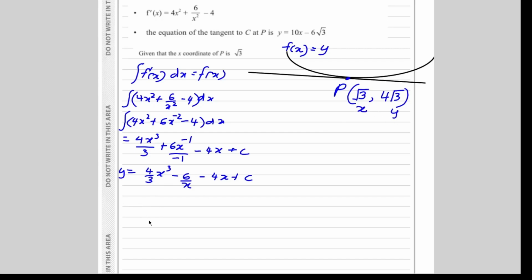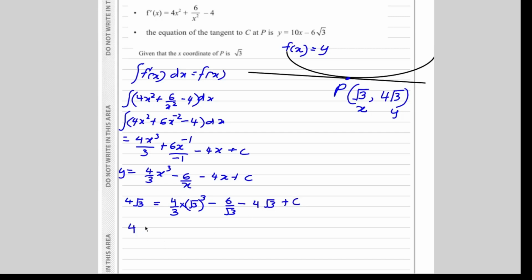Let's substitute this one. So 4 root 3 equals 4 over 3 into x cube, which means root 3 cube, minus 6 over root 3, minus 4 into root 3, plus c.